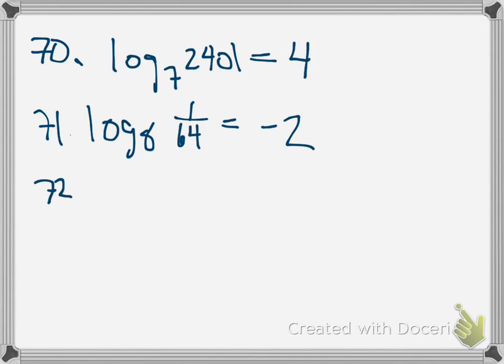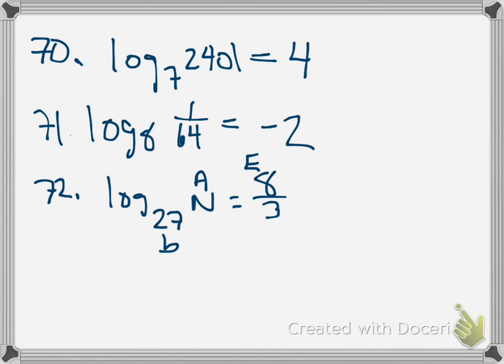Alright, number 72. Oh no, now we've got a variable. Log base 27 of n is equal to 8/3. Honestly, the easiest way to do this is just remember base, exponent, answer. This allows you to change it to exponential form: 27 to the 8/3 power. Type that into the calculator, and that would tell you what the answer would be. In this case, you would get 6561.